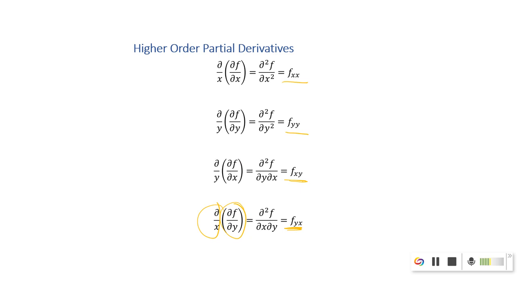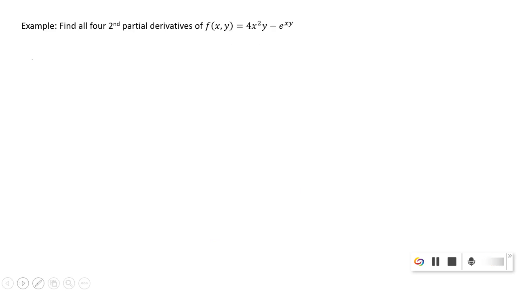All right, so let's do some examples and see if we can come up with some generalizations about some of these higher order derivatives. So my next example says find all four, so all four of the things I had listed on the previous screen, all four of the second partial derivatives for the function f of xy equals 4x squared y minus e to the xy. So I have to find my first derivatives first. So I'm going to start by finding f sub x, my derivative with respect to x.